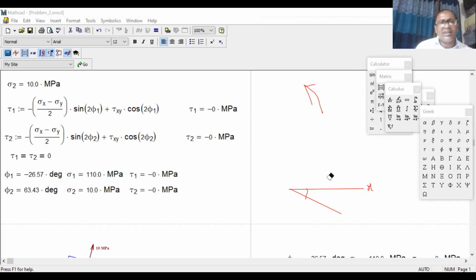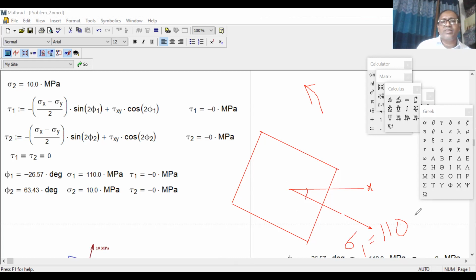So I draw a rectangle. I'll make sure this will be the center of the rectangle. I draw a rectangle. Make sure it is a square. In the exam hall, you bring your scale, pencil, and eraser, so you can easily do that. Okay. So this element is rotated, or you cut it at this angle, then right over here will be sigma 1. So then you draw a line. You can say this is 110 megapascal. And obviously we got a positive value, right? So this is your sigma 1, 110 megapascal.